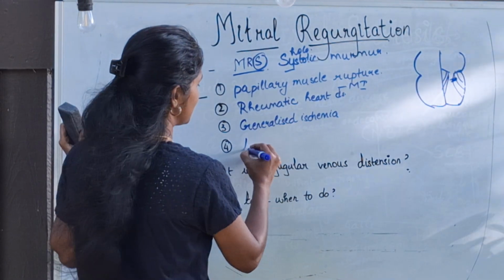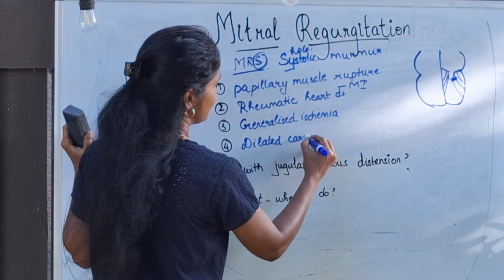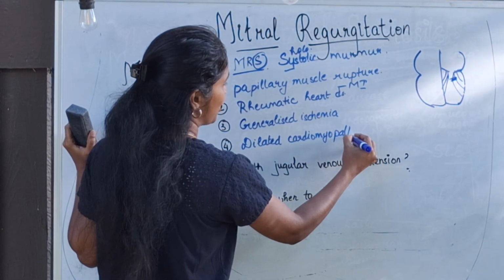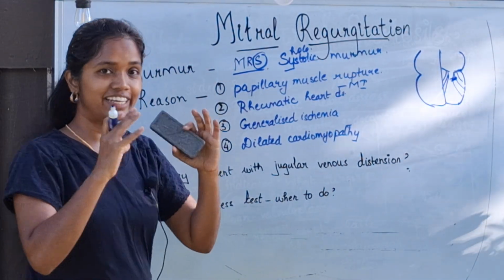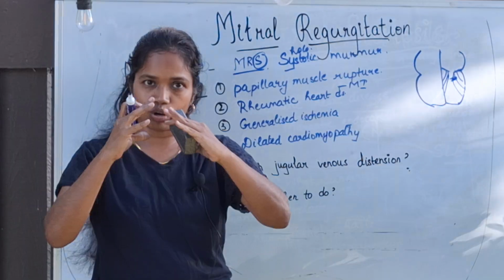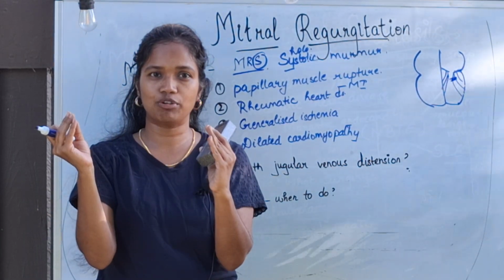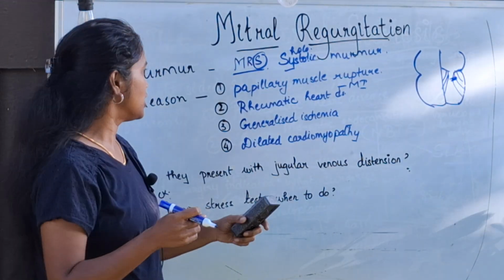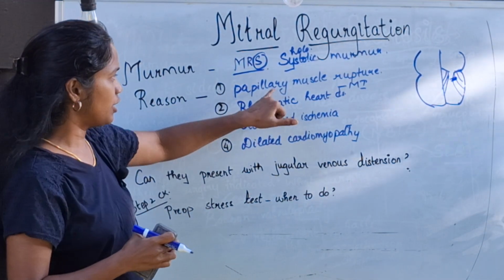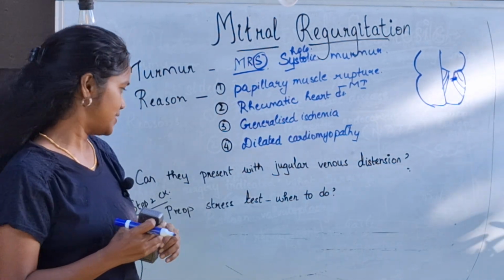What is the fourth reason? The fourth reason is dilated cardiomyopathy. What happens in dilated cardiomyopathy? Because of generalized dilatation of all four chambers, the ventricle is dilated, thereby the mitral valve is also pulled apart and it results in mitral regurgitation. These are the four important reasons for mitral regurgitation. Number one is papillary muscle rupture and the second is rheumatic heart disease.